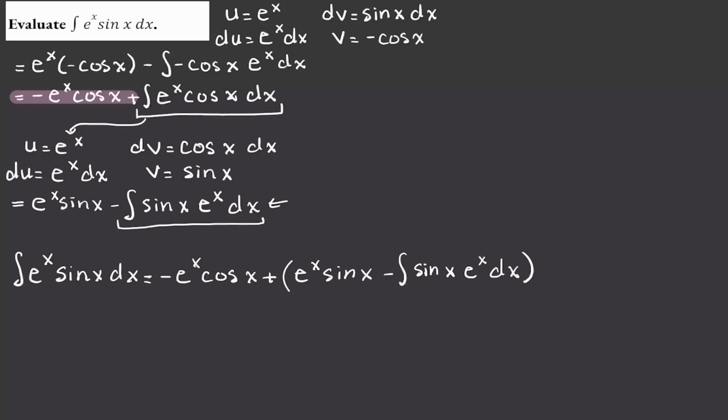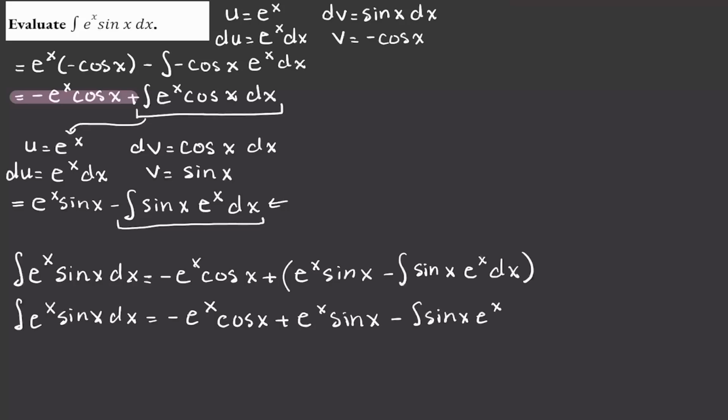Distributing the plus to the integral, I would obtain the integral of e^x sin(x) dx equal to negative e^x cos(x) plus e^x sin(x) minus the integral of sin(x) e^x dx. Now this right here, since I obtained the same integral I started with, no matter how many times I apply the integration by parts, I will end up with this integral. So right here, we will use some math tricks to solve this problem.